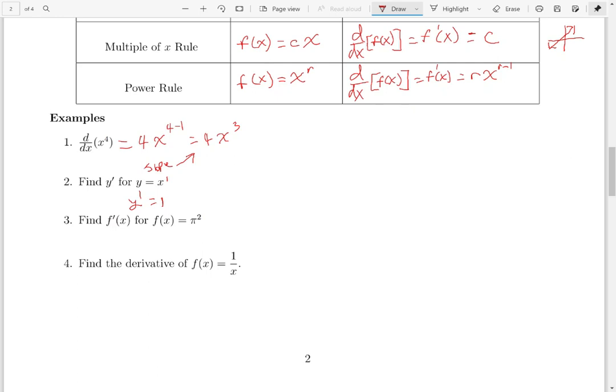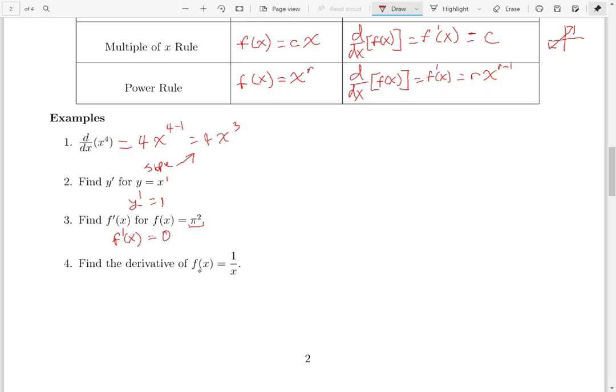So now we want to find f prime for f of x. Well, f prime, just take the derivative of this. Well, what's pi squared? Well, pi is not a variable. Pi is a number. And so since pi is a number, if you take a number and you square it, you're still going to have a number. Either way, that's a constant. So then the derivative of a constant is 0.